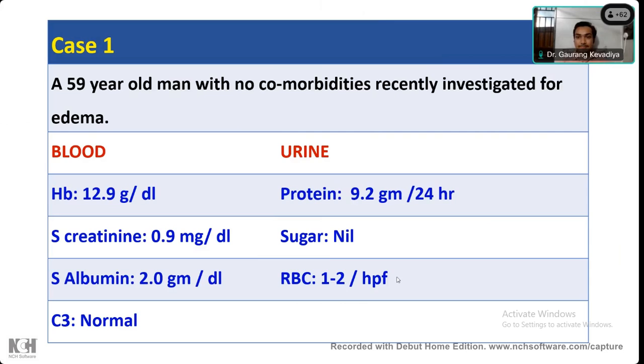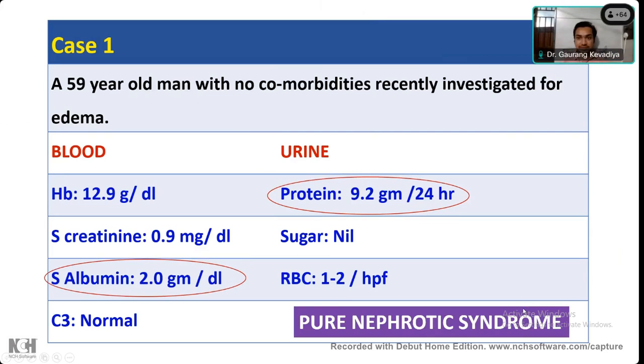Okay, so this is what would be called the nephrotic syndrome, isn't it? Yes, sir, nephrotic. So main problems are with the proteinuria and low serum albumin. And because there are no RBCs in the urine, we would call this a pure nephrotic syndrome. Okay. So what are the conditions which you would suspect when you are dealing with the pure nephrotic syndrome?